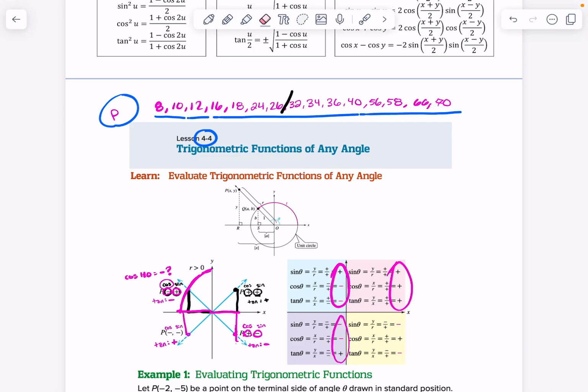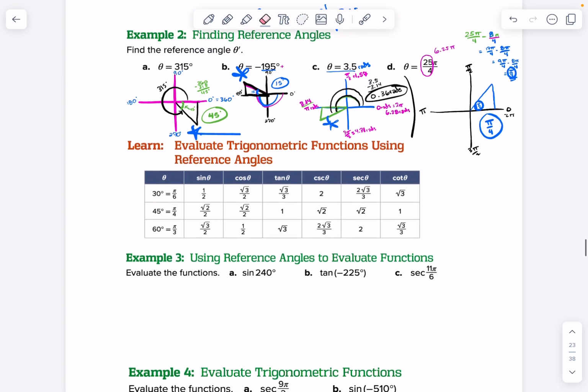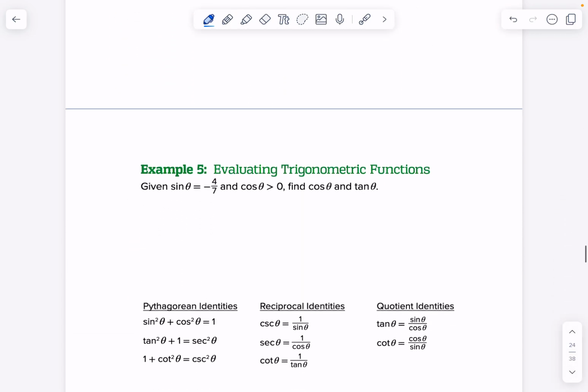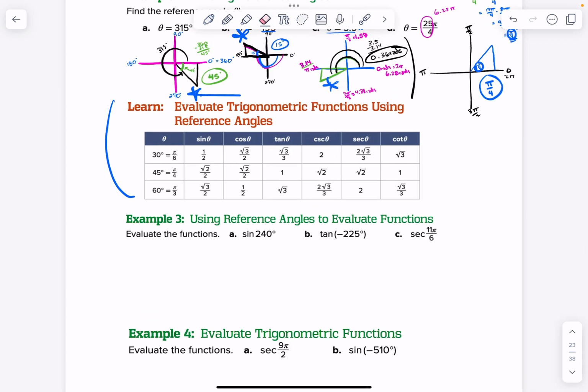All right, hey Trig, this is section 4.4. We're going to go over the second half of this today and hopefully finish up this section. And we are, I think, on example 3. I'm going to talk about this box really quick though. But example 3, we've got 3, 4, 5, and 6. So just the second half.